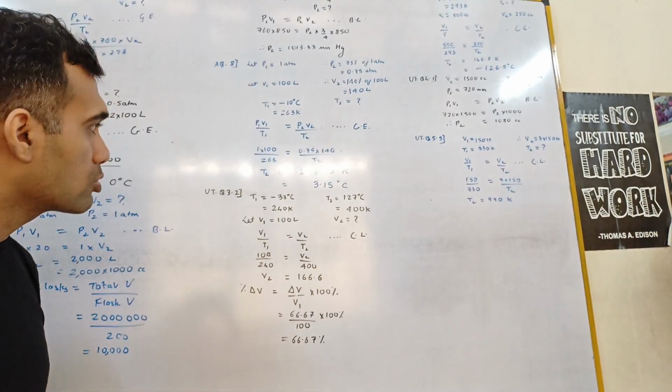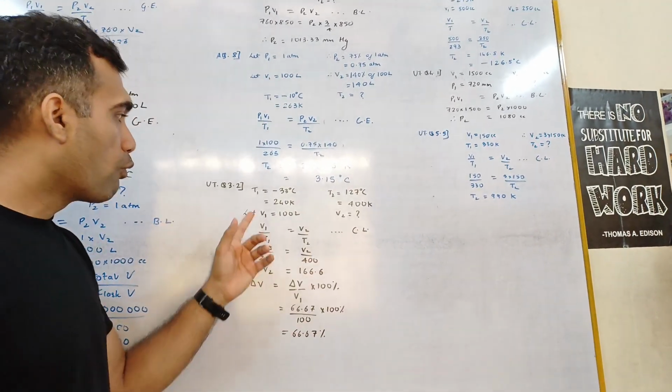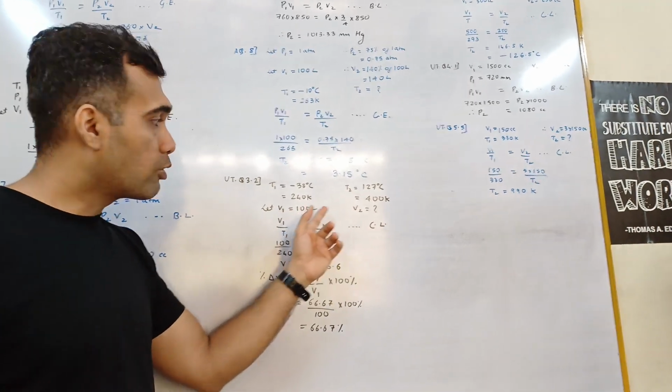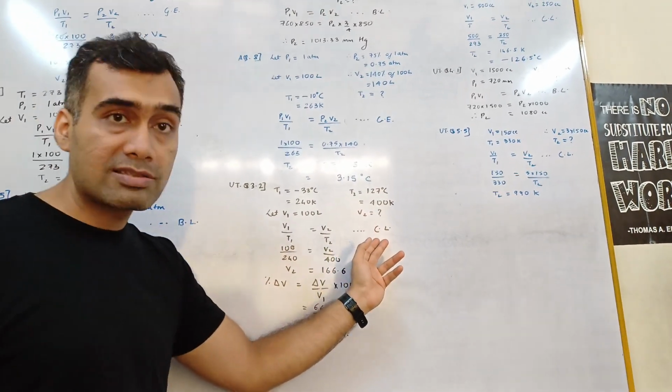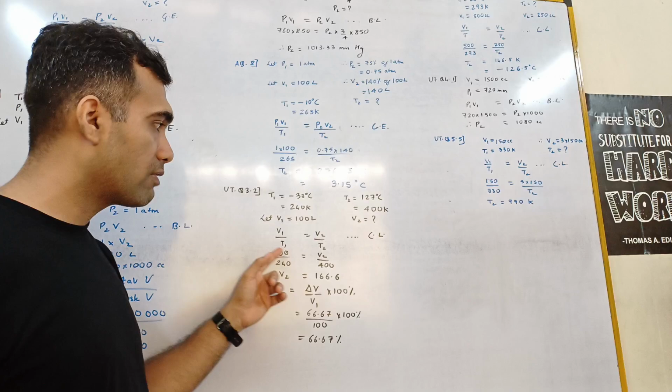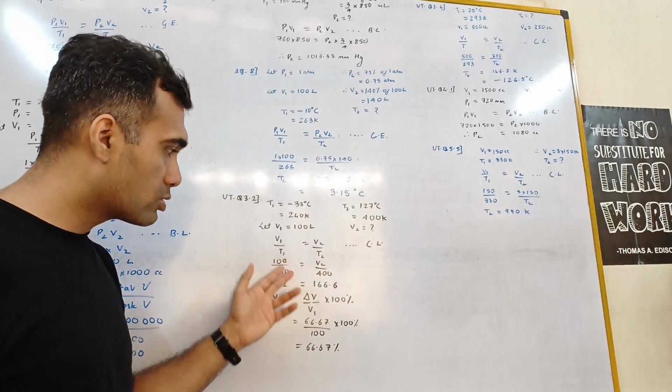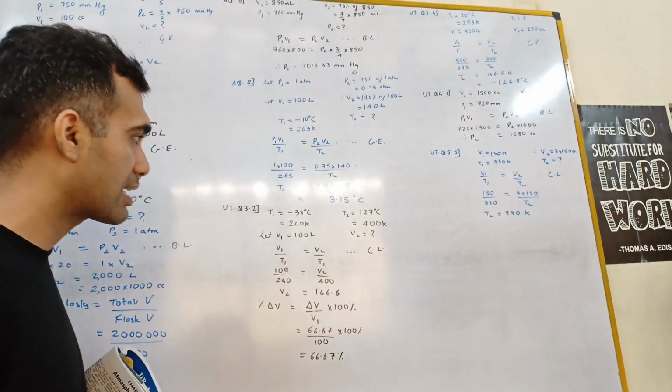Again, volume is not given, so I'm going to use the 100 method. Assume volume to be 100 liters. So we'll find the new volume. This time we'll use Charles' law because pressure is constant. V1 upon T1 is V2 upon T2. Substitute the values and the new volume is 166.6 liters.